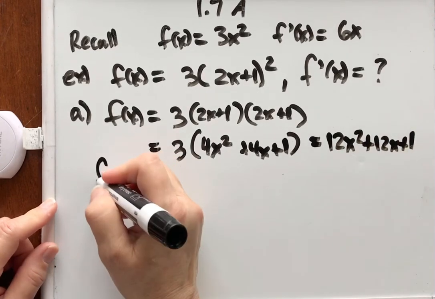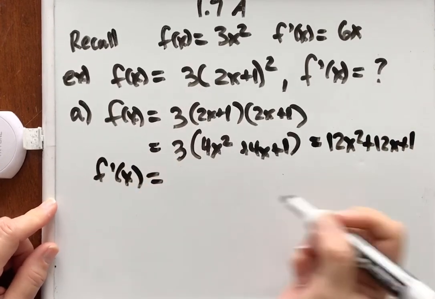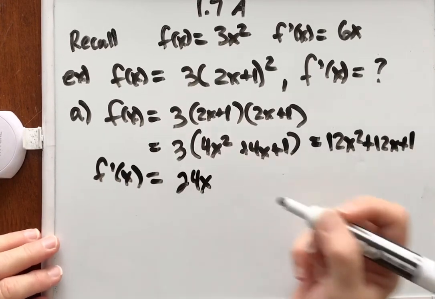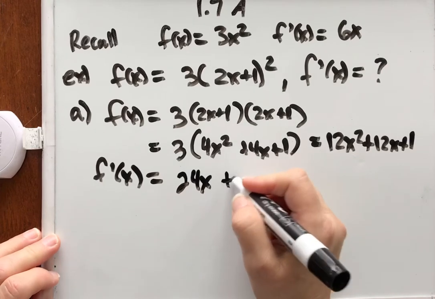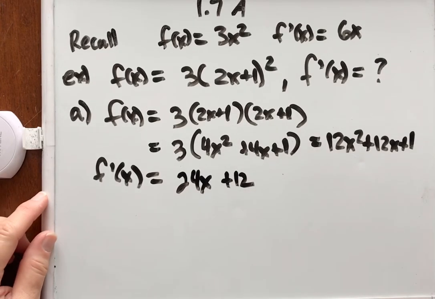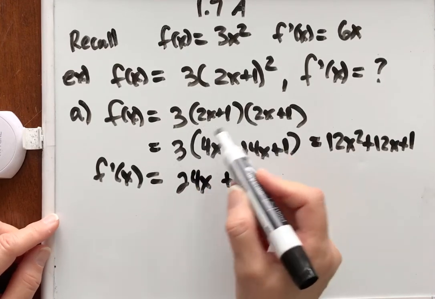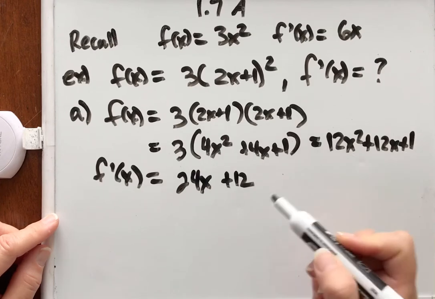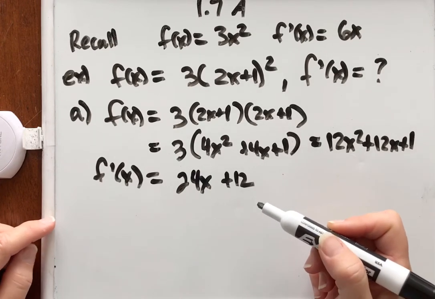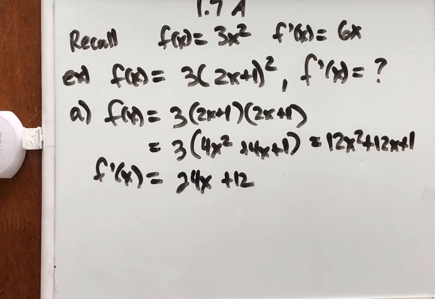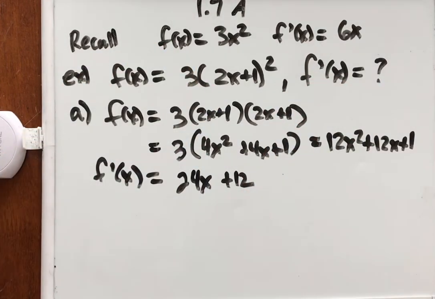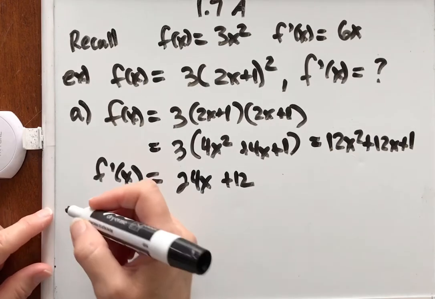And then we would take the derivative. Derivative of 12x squared is 24x. Derivative of 12x is plus 12. So that would be our answer by going ahead and foiling that and then taking each term and taking the derivative. Okay. We could also use the product rule if we wanted to distribute this, and then we have two things and use the product rule. But let's look at a new way.